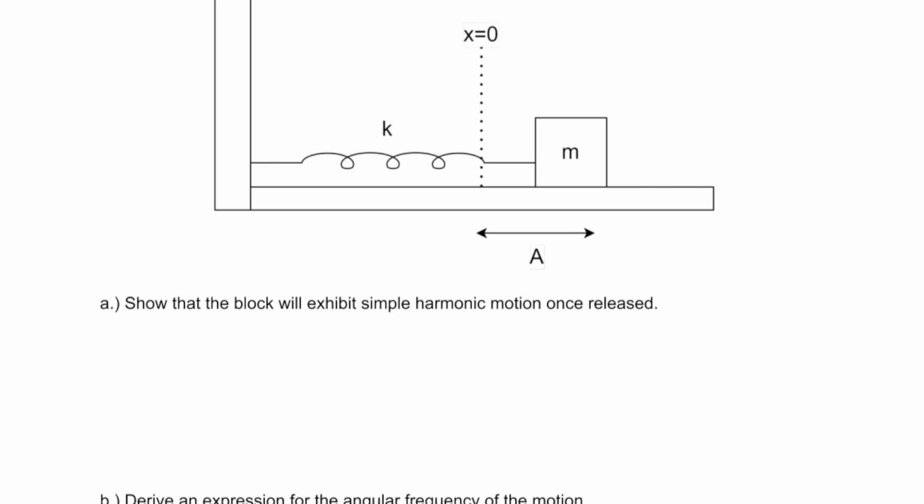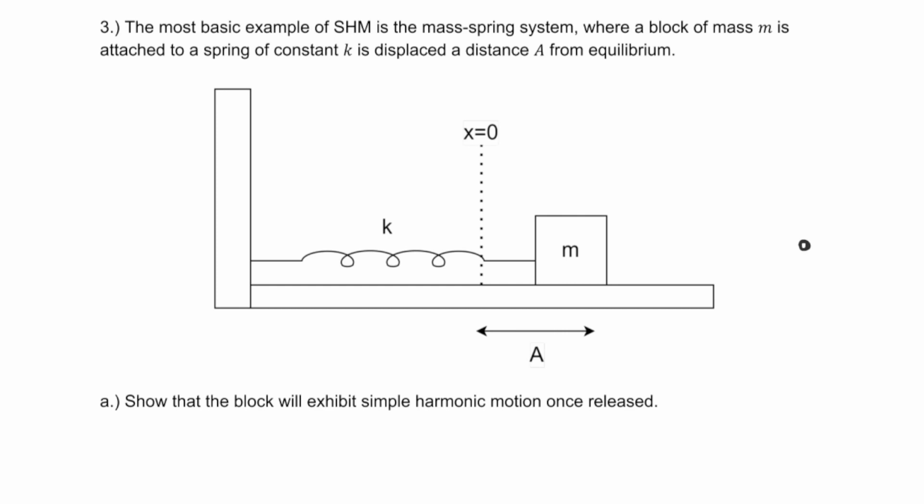So first, we're just going to show that this system does exhibit simple harmonic motion. So at the point given, we have a couple of forces. So we have the weight of the block, mg. Then we have an equal balancing normal force because it's not accelerating vertically. There's nothing weird happening with the surface or anything.